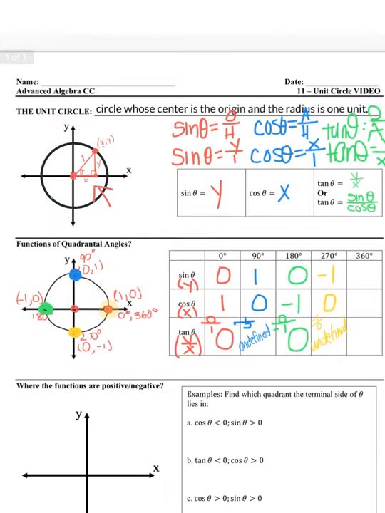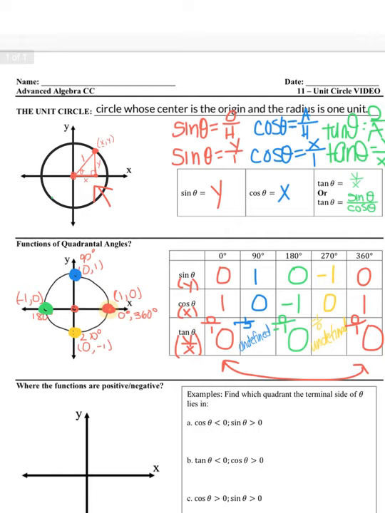Okay, 360, last one. So 360 is the same point, right? It goes through the same point as 0, and the reason why is because 0 degrees and 360 degrees are coterminal. So the sine of 360 is 0. The cosine of 360 is 1, because that's the x value. And the tangent of 360 is 0 divided by 1, is y divided by x, which is 0. Notice these two columns are exactly the same because 0 and 360 are coterminal.